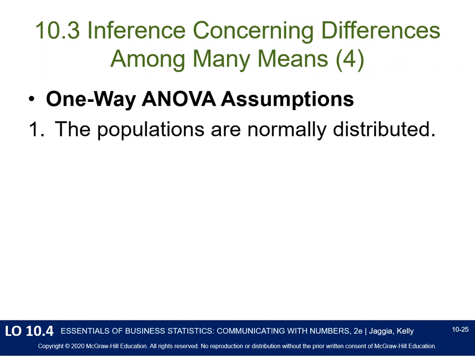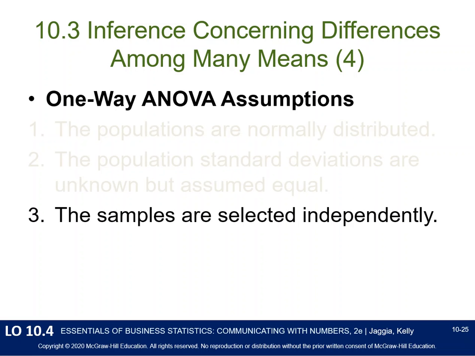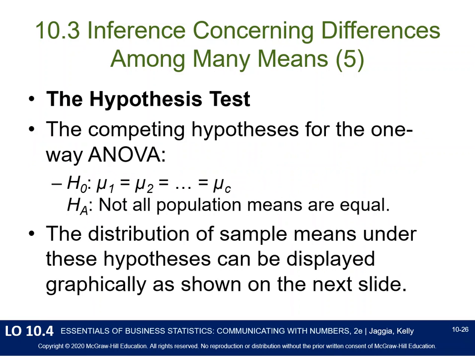Under one-way ANOVA assumptions, we are assuming that all of the populations are normally distributed. And of course, if that's not true, then we have to have sample sizes of at least 30. We are assuming that the population standard deviations are unknown but equal. Again, if we don't think the population standard deviations are equal, we can't use ANOVA. And then again, the samples are all selected independently.